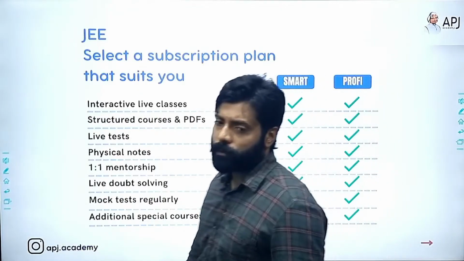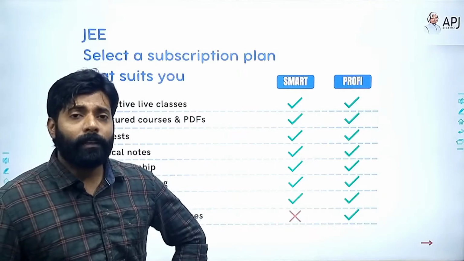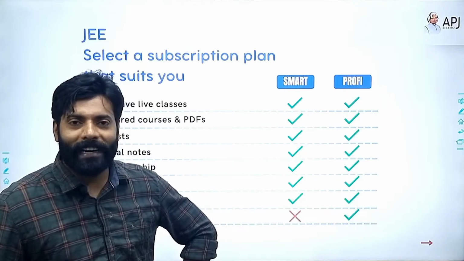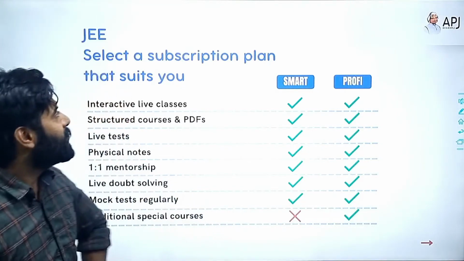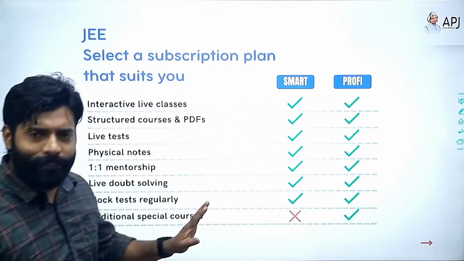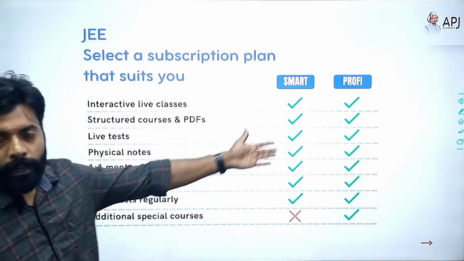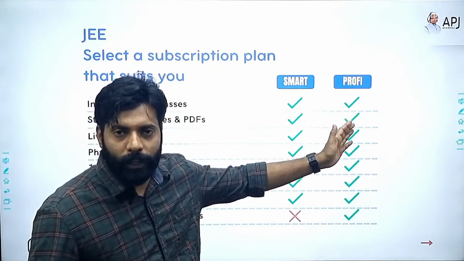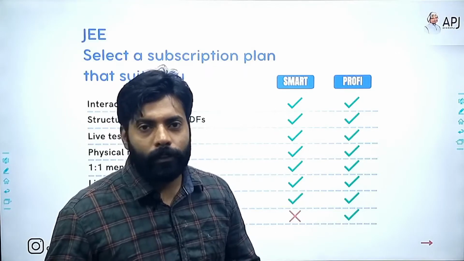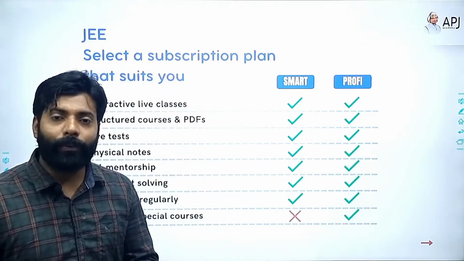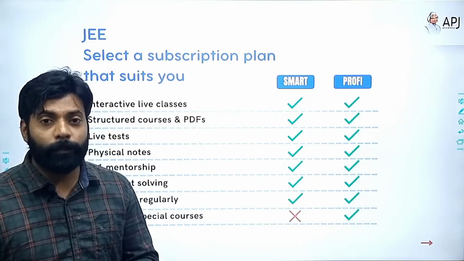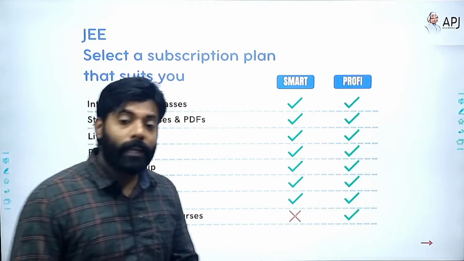So these are the two types of subscription which you might want to have: the Smart and the Profi subscription, right? The only difference between these two is the additional special classes. In the professional plan, we provide those special extra classes. Like I already told you, if you are facing a problem in rotational motion, you will get those classes. If you are facing issues solving SHM questions, you'll get a special class for that. The other features remain the same.